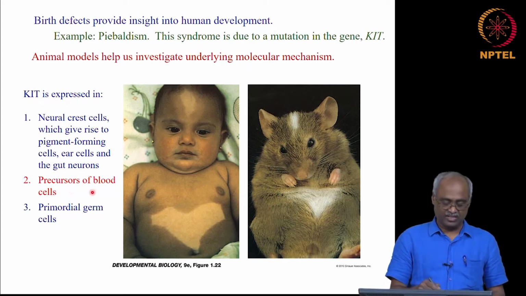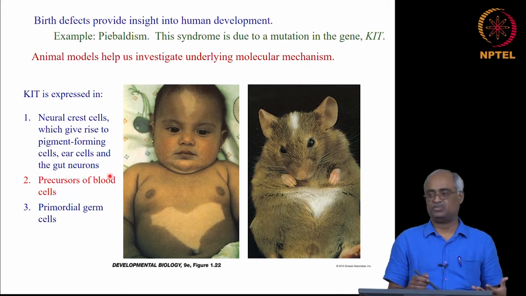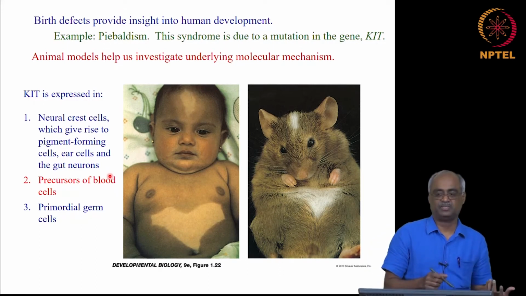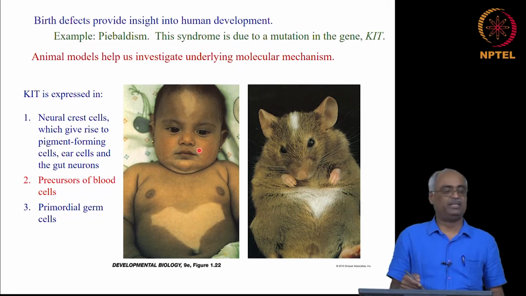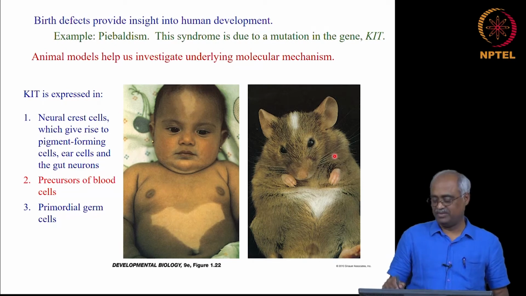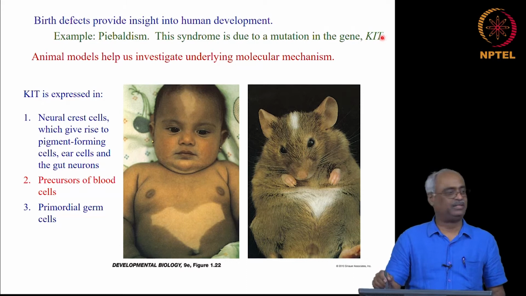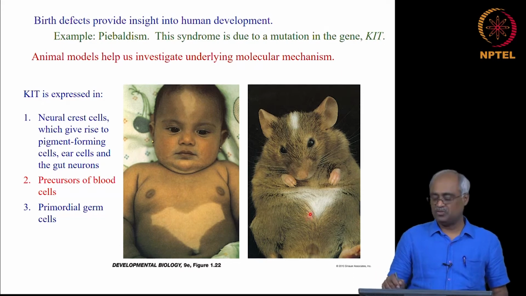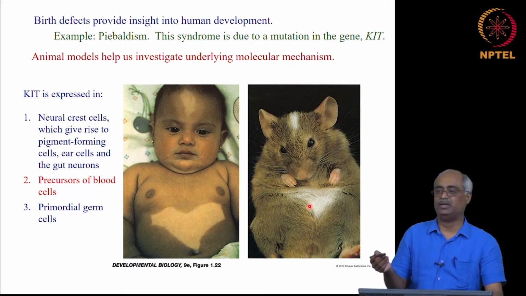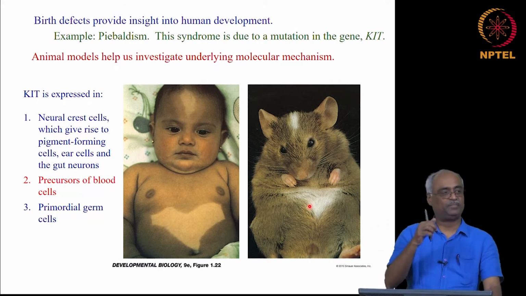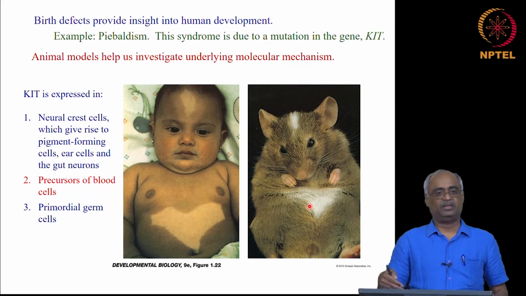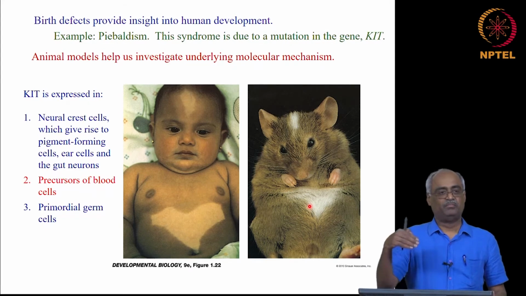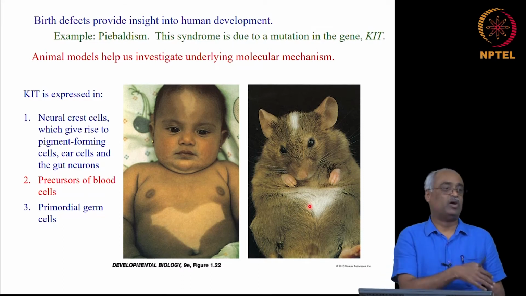And this is also expressed in precursors of blood cells, so blood cells do not form, and it is also expressed in primordial germ cells, and as a result germ cells do not form, and this kid is sterile, okay. This kid is not going to make it up to adult stage, but if it were to, it would be sterile. And you can have similar defects in an animal where you mutate KIT. So, now this becomes an animal model to study a human disease, because you are able to recapitulate the symptoms of a human disease in an animal. So, the main point here is that the underlying mechanism is probably the same for normal development, okay.